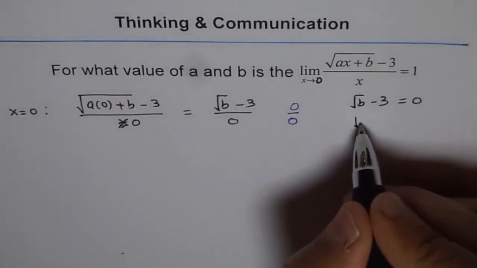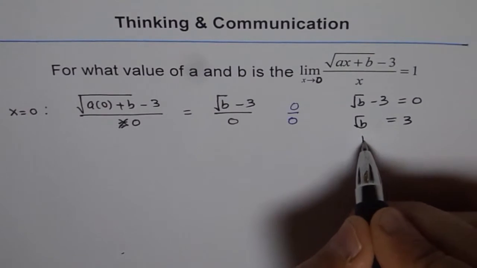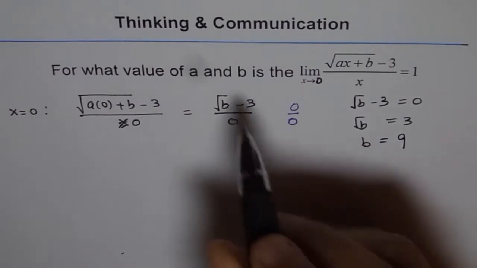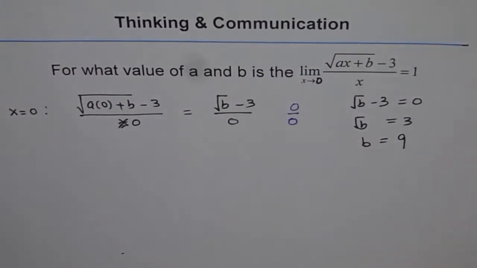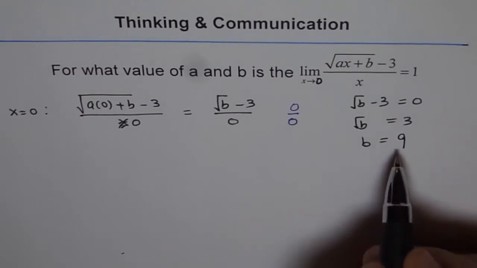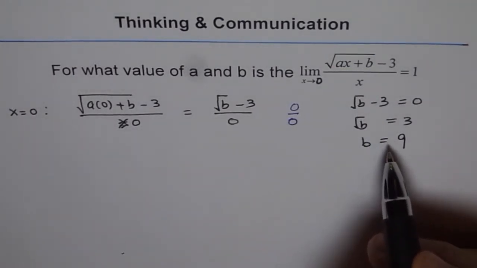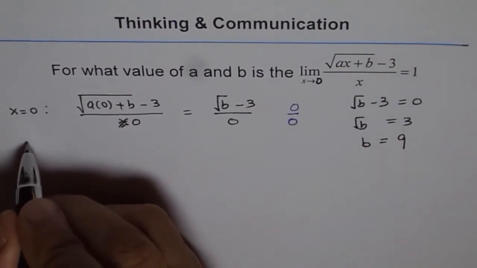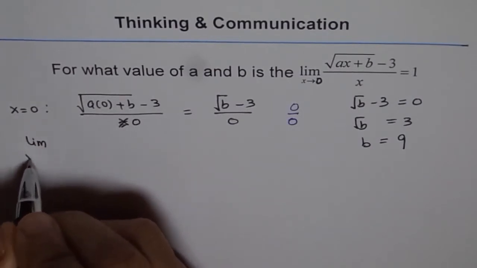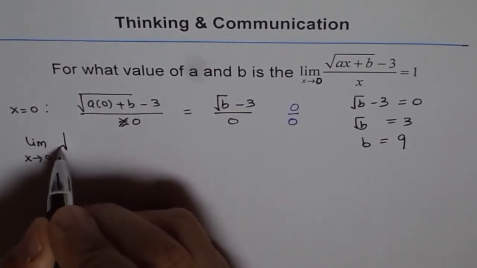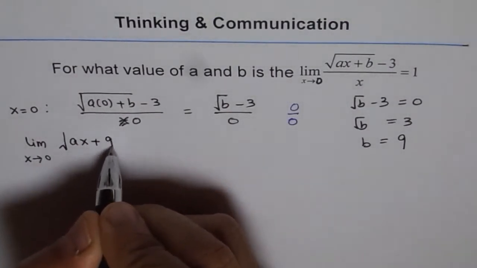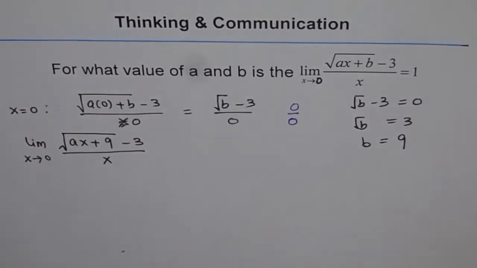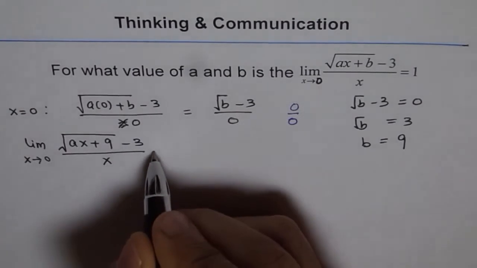That means square root of b equals 3, or b equals 3 squared, that is 9. So that gives me the value of b for this particular function. Now let's substitute b as 9 and figure out how to solve it. So our function now becomes the limit as x approaches 0 of square root of ax plus 9 minus 3 over x. Now to find this limit, we should rationalize it.